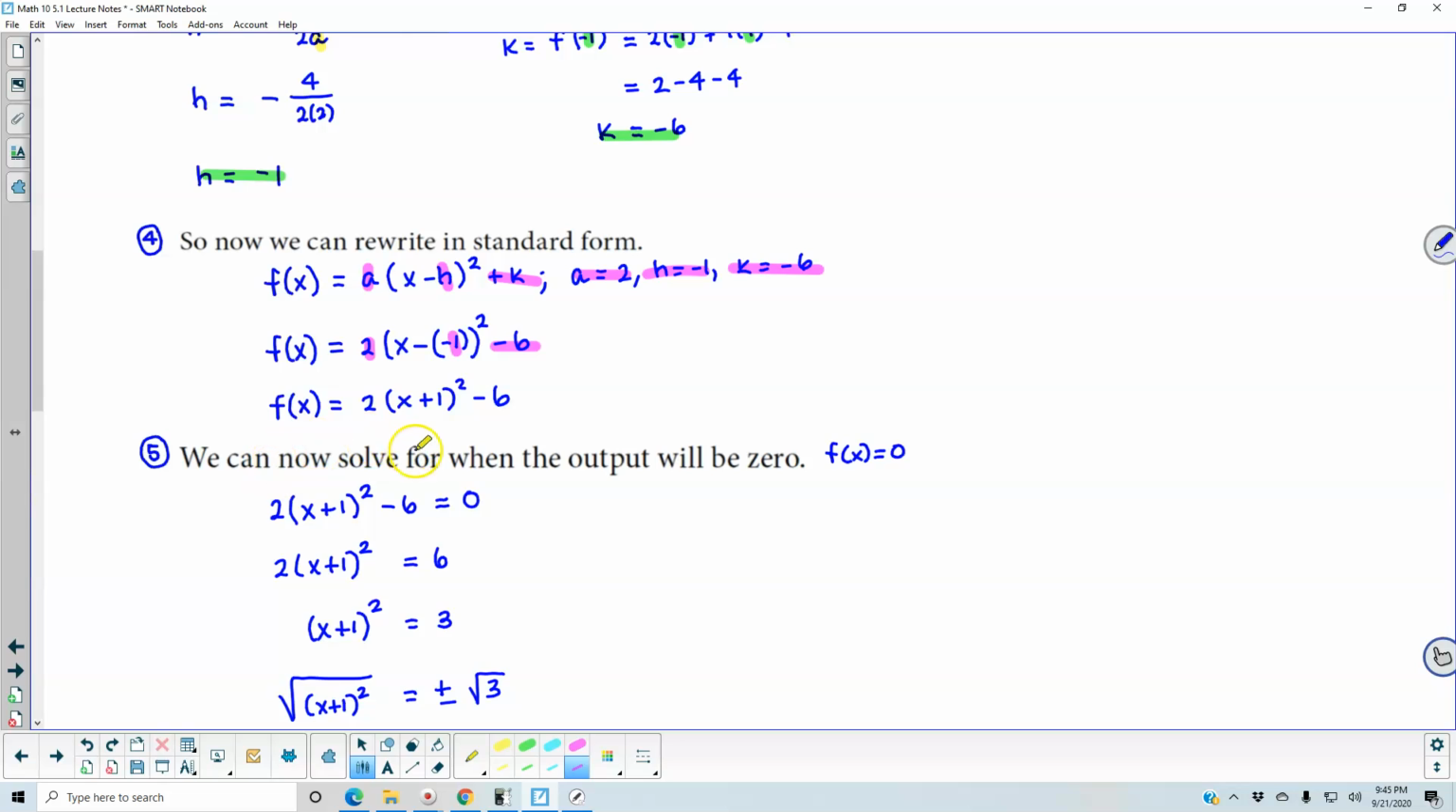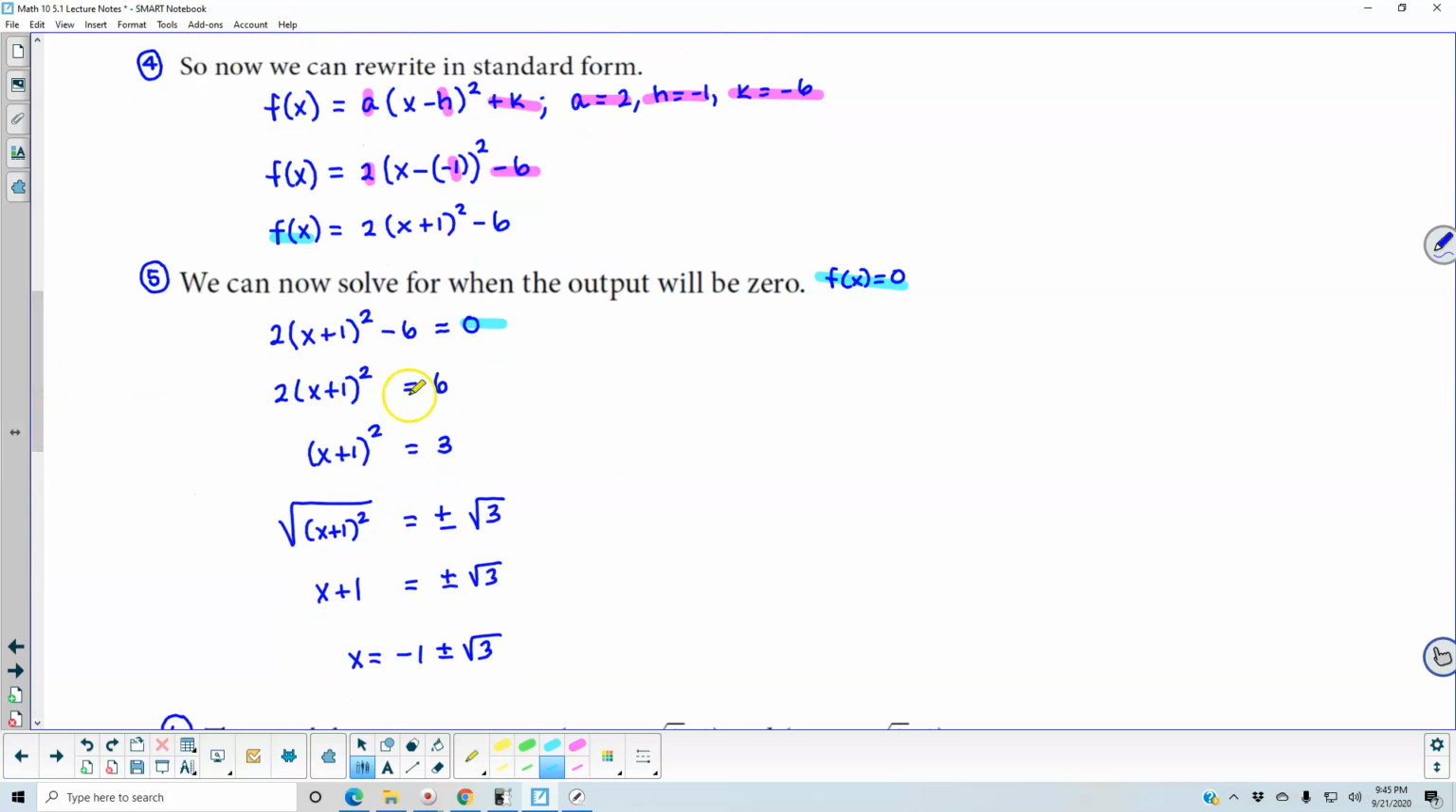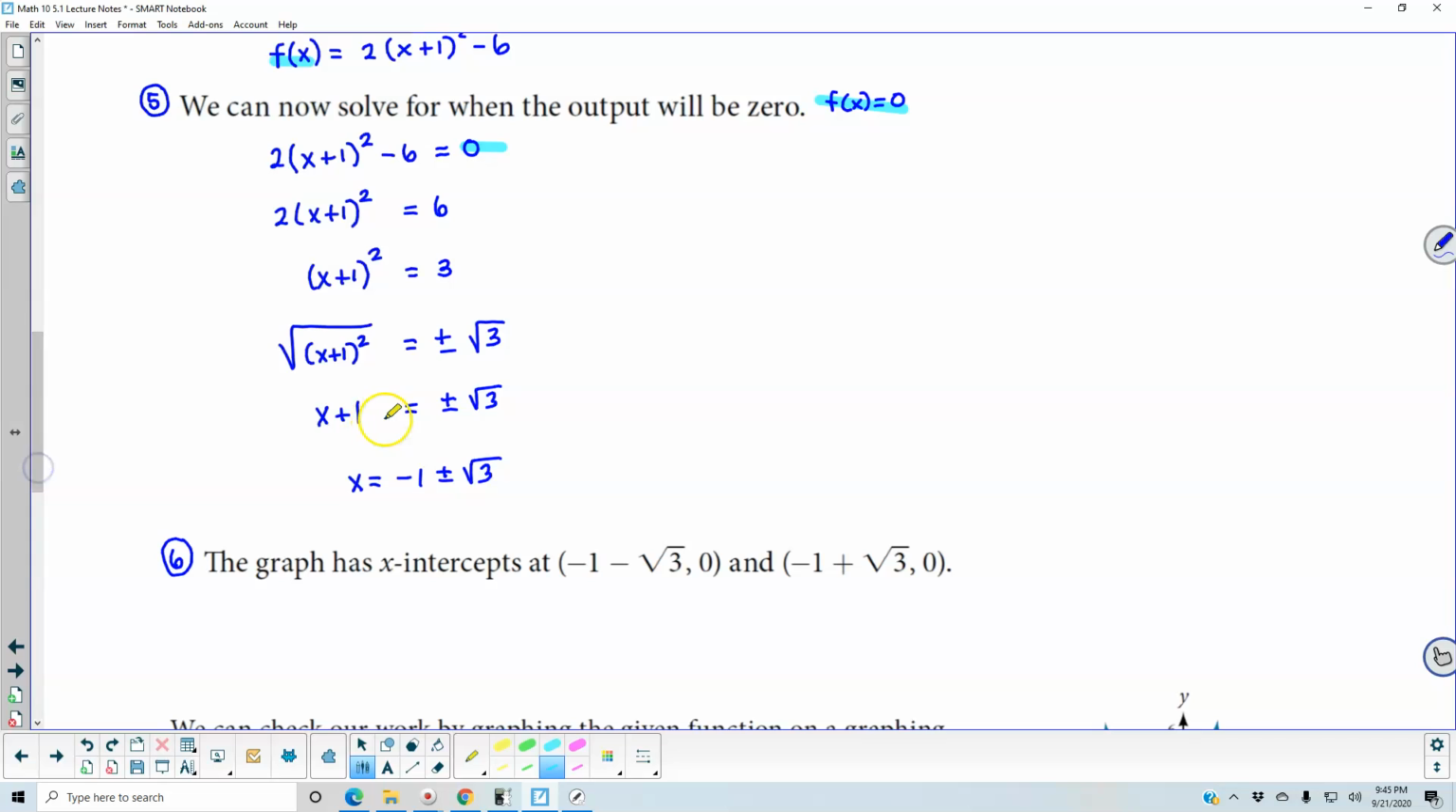And now what we can do is solve for when the output will be 0. So we're going to replace f of x to be 0 and solve for x. So we're going to have 2 times x plus 1 squared minus 6. So we're going to add 6 to both sides. And then we're going to divide by 2 to get x plus 1 squared equals 3. And then we're going to use the square root property. So we end up getting x plus 1 is equal to plus or minus the square root of 3.